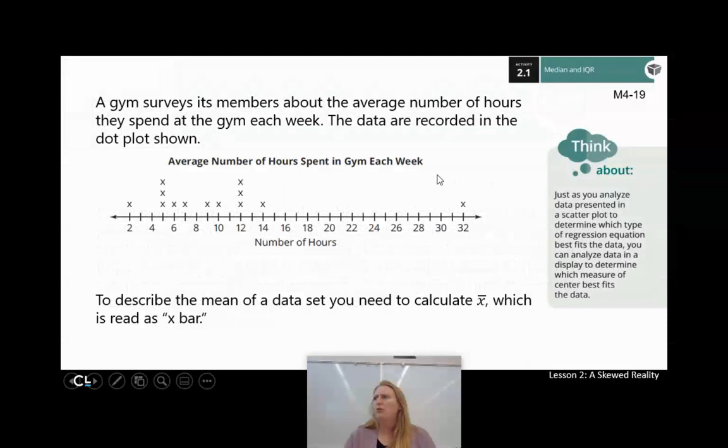So just a few brief reminders about mean. First of all, we have this lovely dot plot in front of us. A gym surveys its members about the average number of hours they spend at the gym each week, and the data is recorded on our dot plot. Dot plots are great when you have a small amount of data and very specific numbers. You can see that it looks like we've got some clustering down here, but we have a few outliers hanging out on the end.